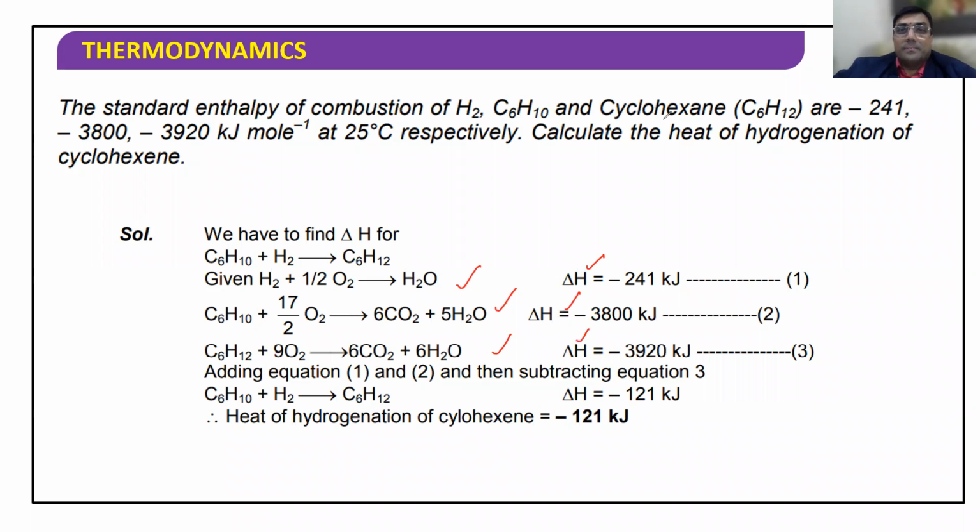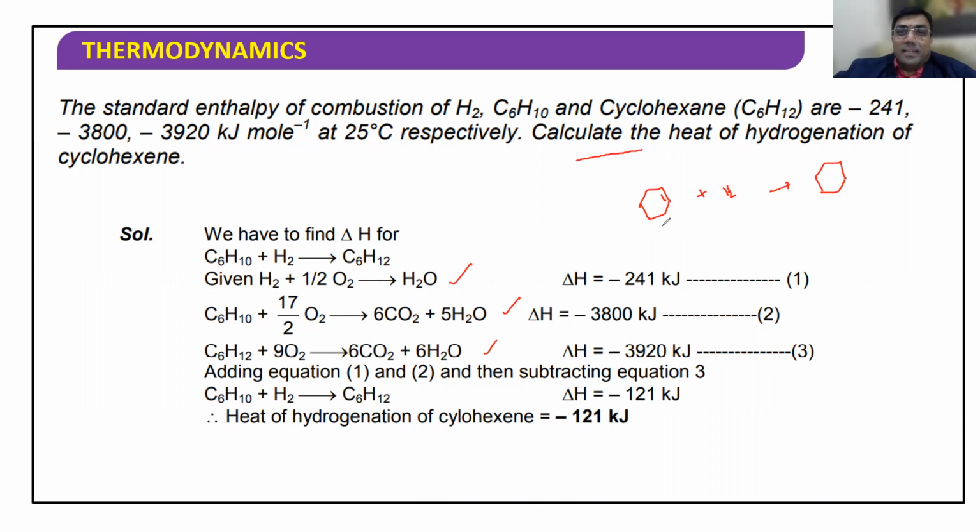These values are given. Clear? First, write the combustion reaction for all the three. Next, calculate the heat of hydrogenation of cyclohexene. Heat of hydrogenation, this is cyclohexene. What do you have to add? Hydrogen. What you will get? Cyclohexane you will get. This is the required reaction. Do you agree or not?